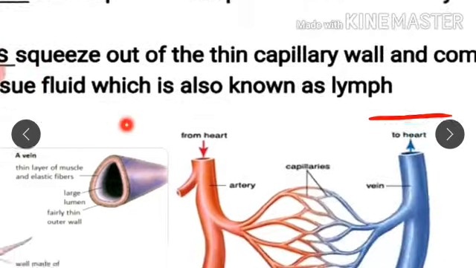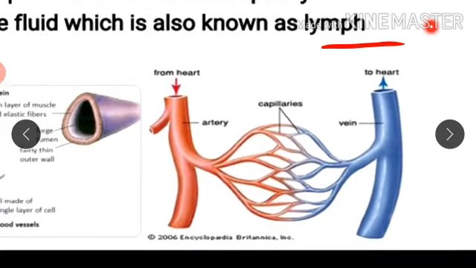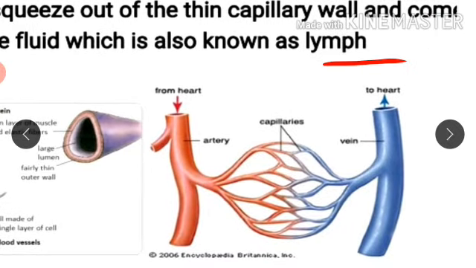Okay, now the picture of capillaries you can see here. Artery divides into arterioles, and these arterioles again divide into capillaries, and these capillaries join to form venules, and then again venules join to form veins.